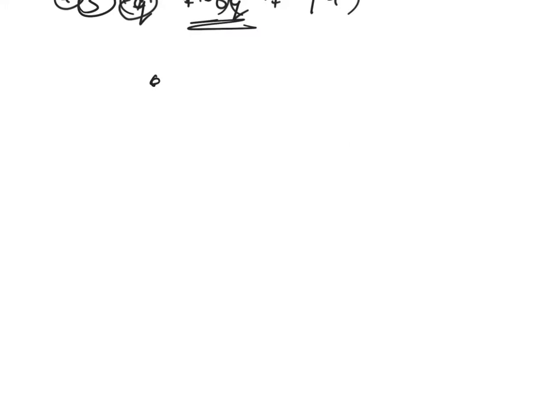Okay, let's try one slightly different, maybe a wee bit trickier. X squared plus 7x minus 18. This time we're looking for two numbers that multiply together to give not 18, but minus 18, and add together to give 7.